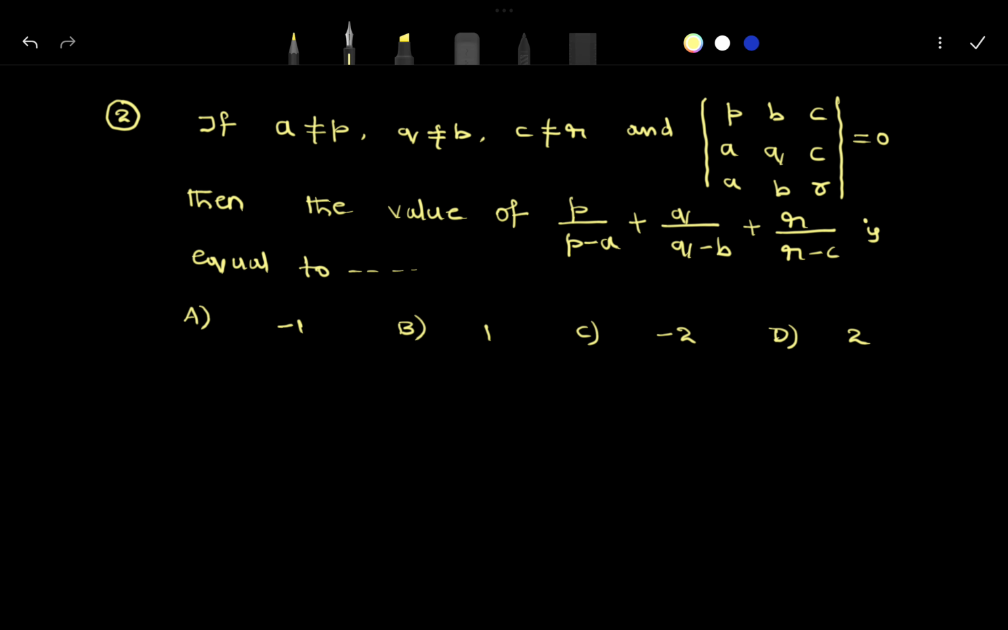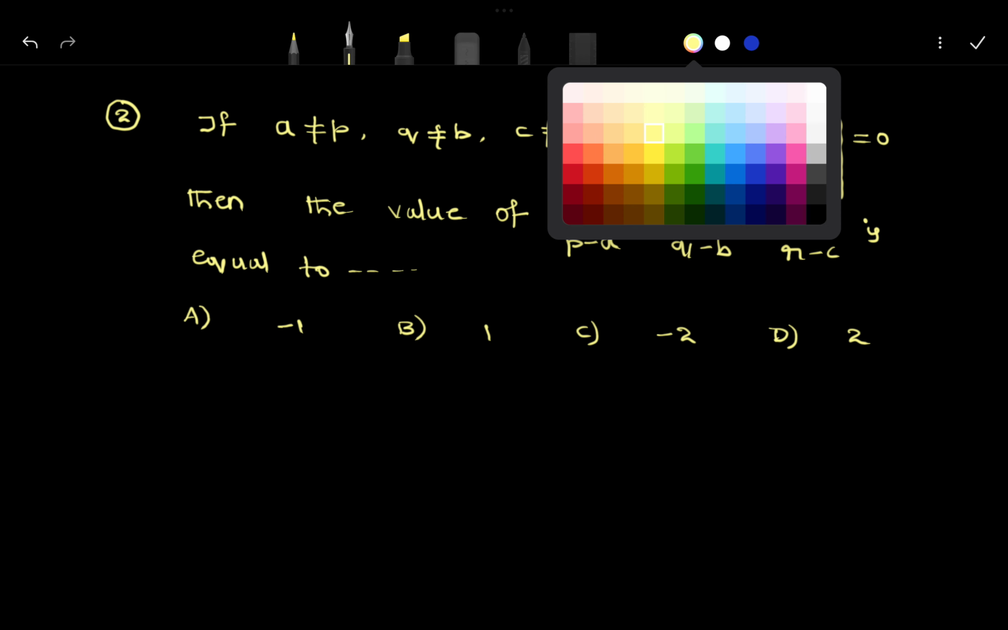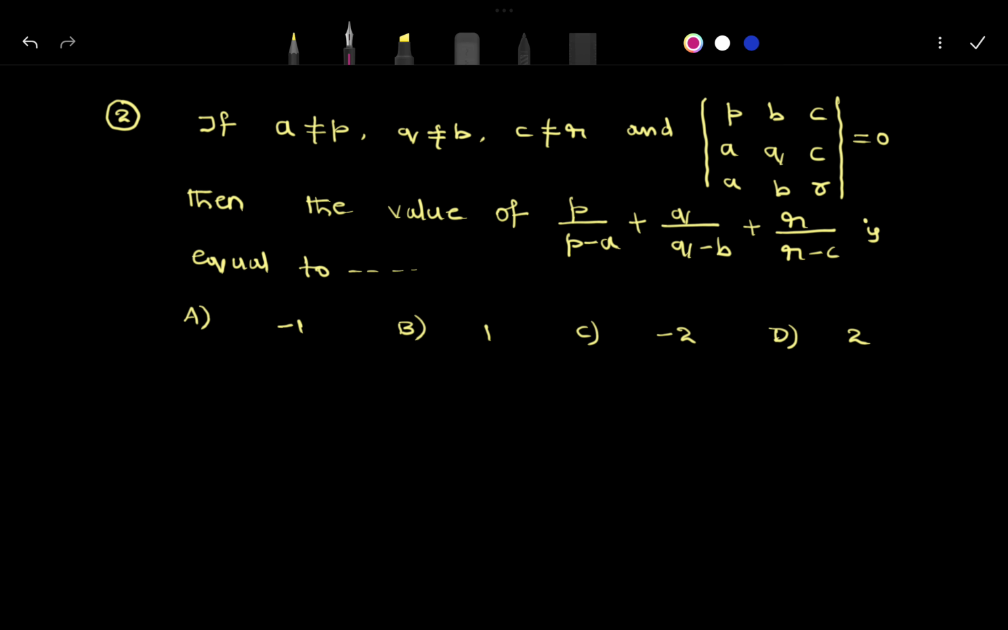Everyone please recall the determinant property: if any row or any column has all elements zeros, the determinant value will be equal to 0. So here you consider that all the first row elements are zeros. All the first row elements are zeros means now put P is equal to 0, B is equal to 0, and C is equal to 0.